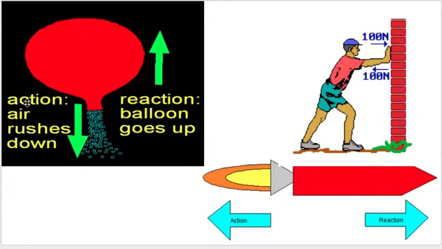So in this case, our action force is the air rushing down. Our reaction is that the balloon's going up. We have this guy pushing into a wall, so that's our action force, and the wall pushing back, that's our reaction force. Our rocket down here, we have action: our rocket fuel is being pushed out of the thruster, and our reaction is that the rocket goes in the opposite direction.